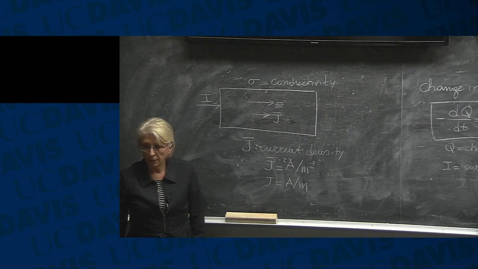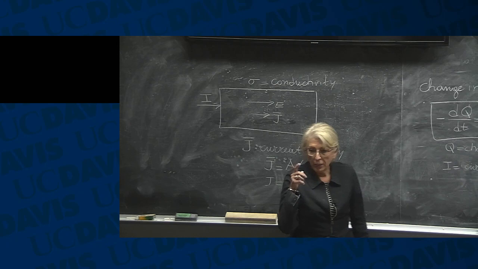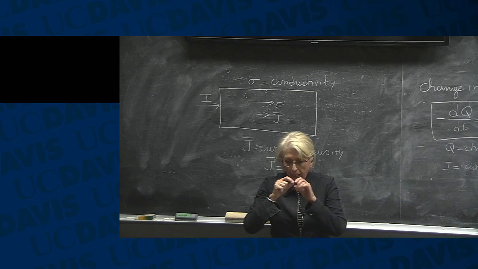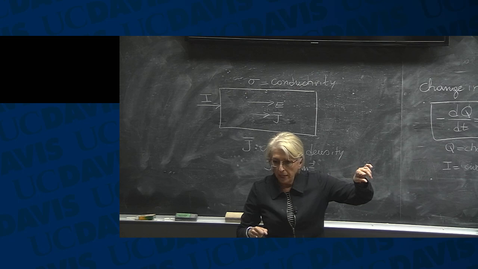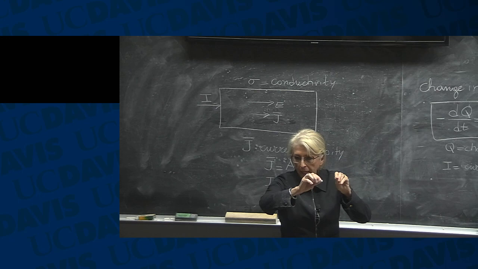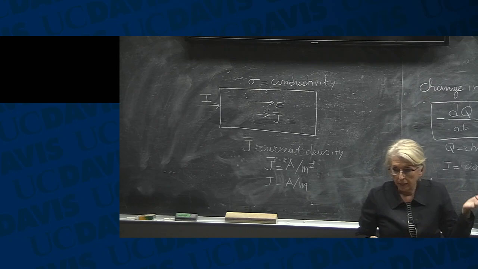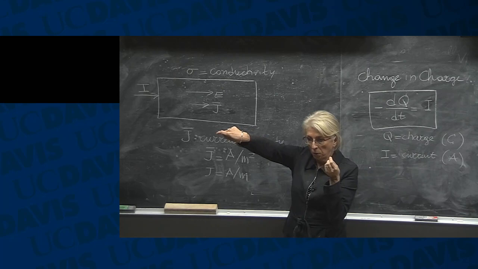Because the current is not like a charge that remains in space in one point. The current shows a flow. The current has a flow in and out, all right? So you cannot have a volume current density in amps per meter cubed because the current flows in one particular direction. All right?